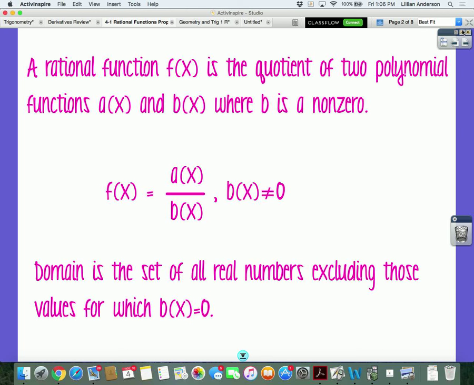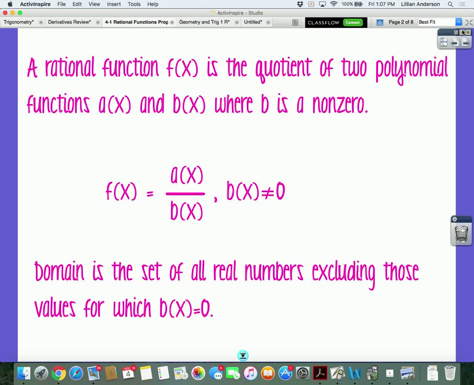B cannot equal 0 clearly because what? If 0 is the denominator, what would happen? It would be undefined, but what would be happening? Infinite discontinuity. Very good. Now the domain of a rational function is a set of all real numbers excluding those values for which b of x equals 0. So in other words, clearly we can't have 0 in the denominator, so whatever makes the denominator 0, the domain is everything but those numbers.